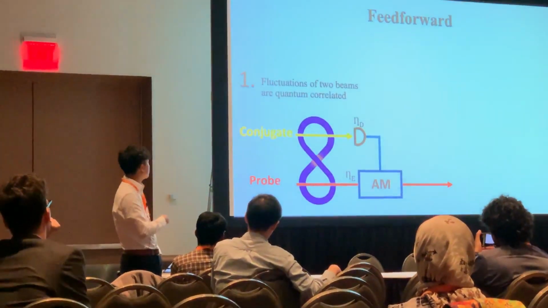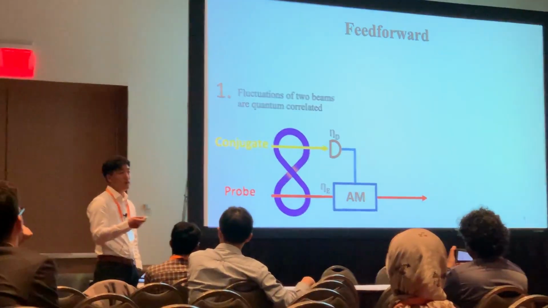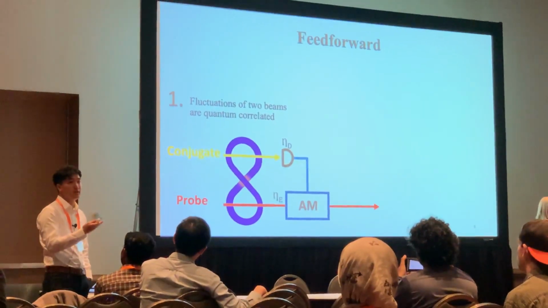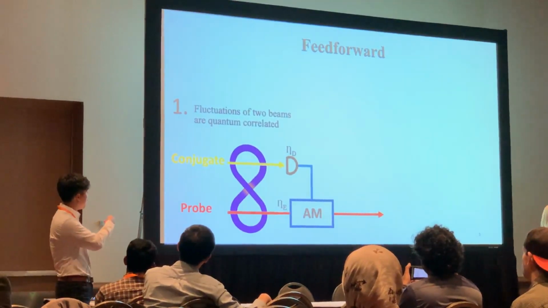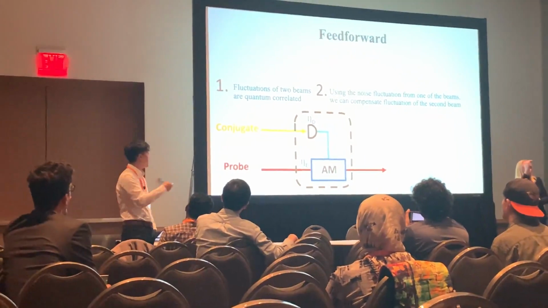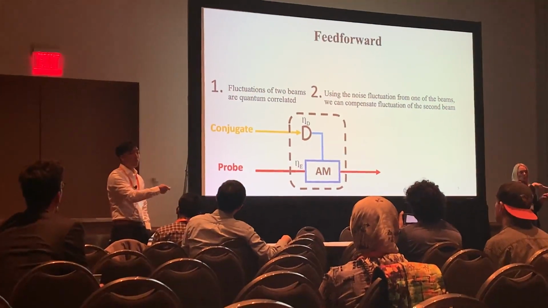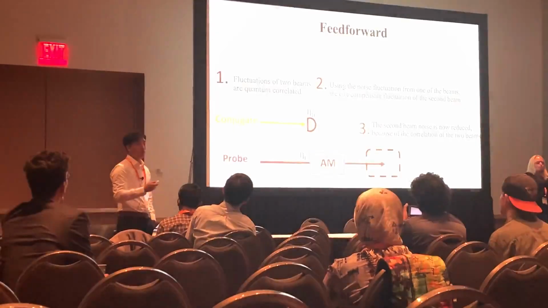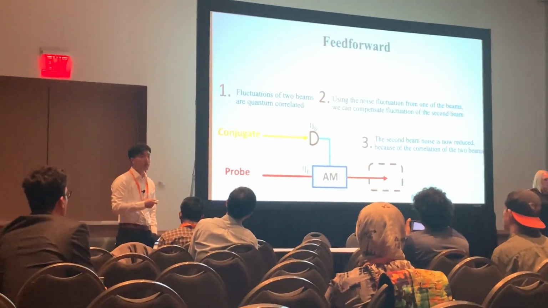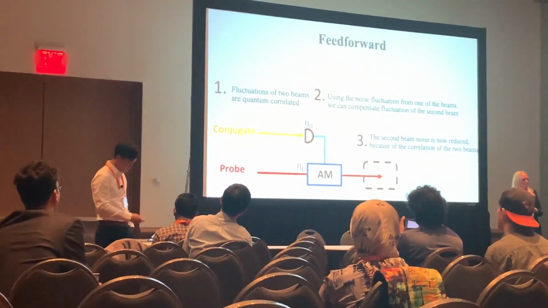First, we have a two-mode squeezed light, which we call probe and conjugate. They have a quantum correlation with each other, and because of this correlation, each beam individually has a large fluctuation. We can measure the large fluctuation of the conjugate beam and use that information to correct the noise of the fluctuation of the probe. After the feedforward, we get a reduced fluctuation of the probe. Because they are quantumly correlated, this gives us single-mode squeezing, and we can get it below the shot noise.